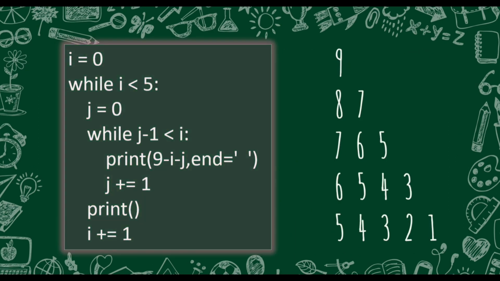In this video tutorial, we will see how to print right angle number triangle pattern. Let's move to Visual Studio Code and execute this pattern.